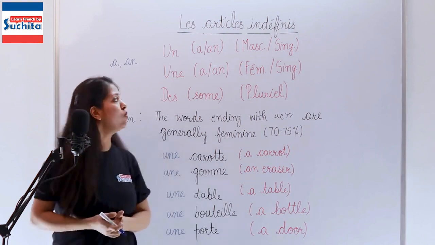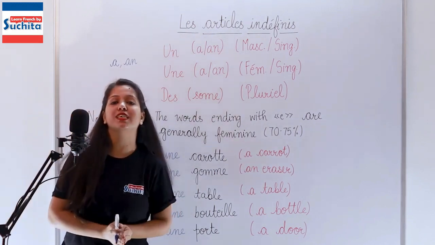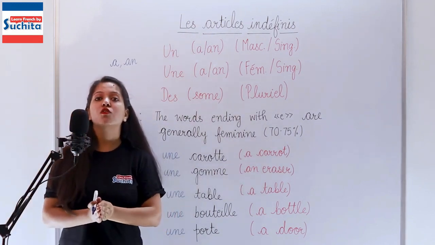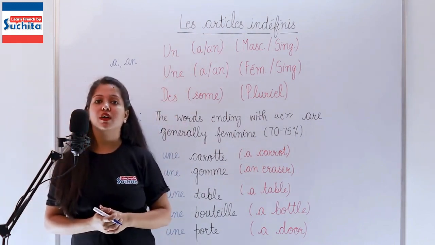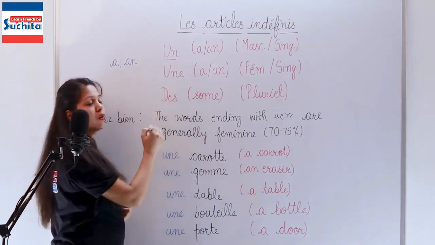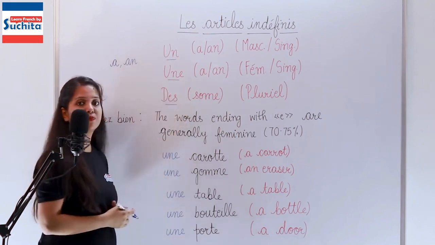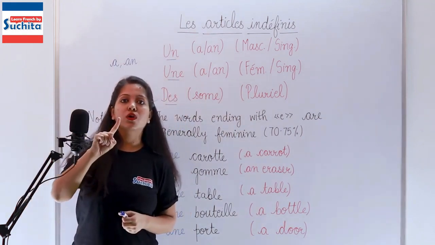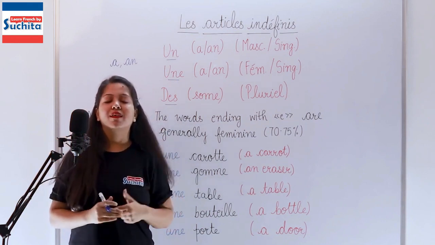Alright, cool. So now let's just move on to French, and just let me know how many indefinite articles do we have in French. So as mentioned on the board, there are 3 indefinite articles in French. First one being un, une, des. Un, une, des. Répète.